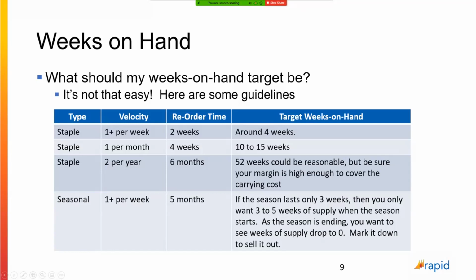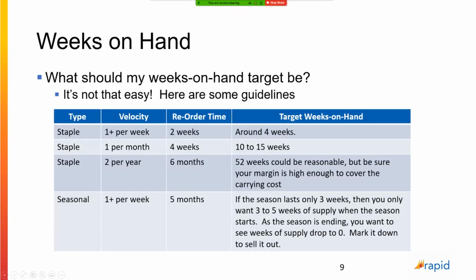And then I just wanted to give one example of a seasonal item where we might sell 1 per week, and our reorder time is 5 months. It's not uncommon for seasonal items to be orderable only once, and we've got to order it well in advance of when it comes in. In other words, it will be a few months. People will already start to be ordering winter coats if you're a fashion retailer. So if we had an item like this, and the season only lasts 3 weeks, then you only want 3 to 5 weeks of supply when the season starts.